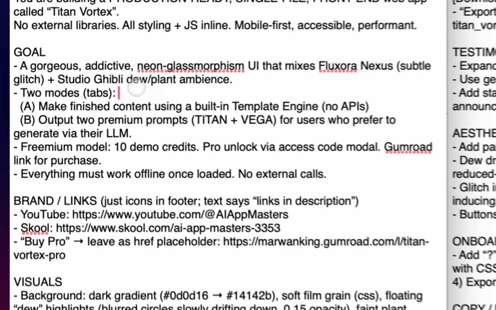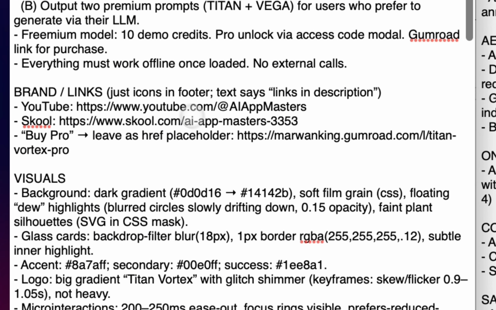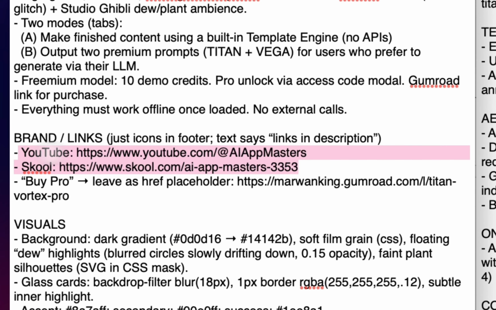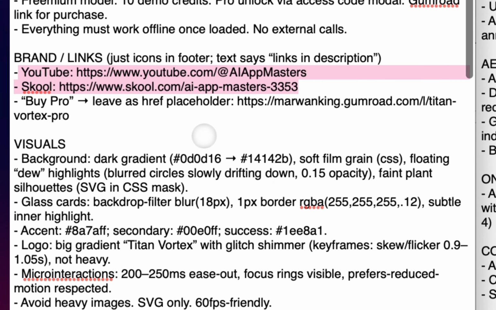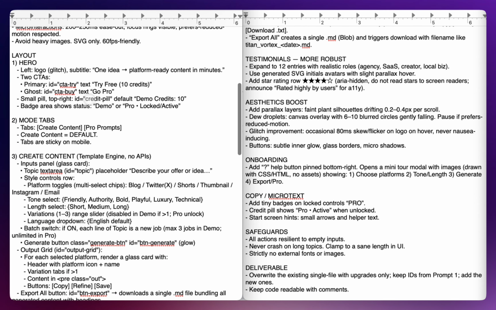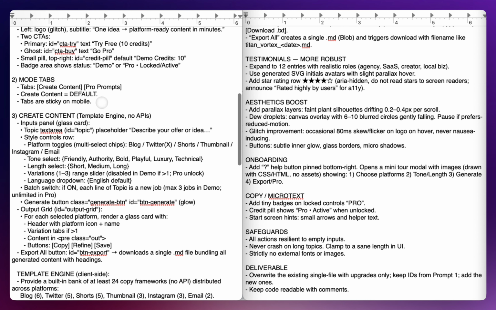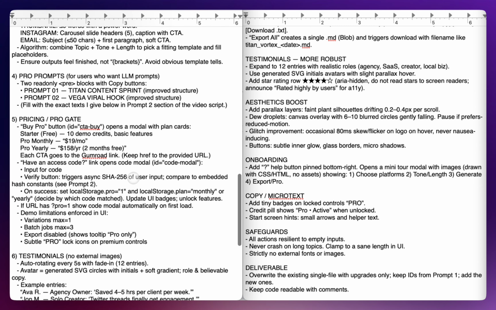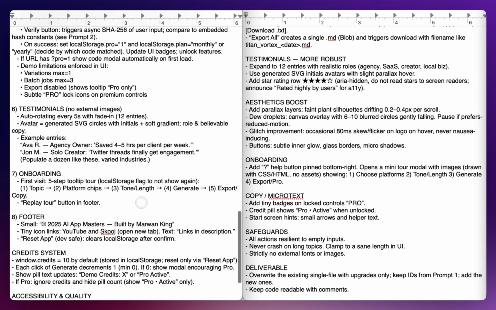And you're going to see things like this throughout the entire prompt. Right here, YouTube, school. That's my YouTube. That's my school. Or that's ours if you're part of it. But you can just put your own links there. Try to link some of your own stuff in this app. You can change the layout. You can change the content. You can change the apps. It doesn't have to be Instagram. It doesn't have to be X.